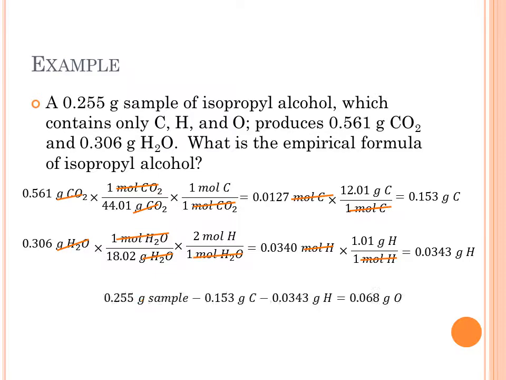Subtract both those masses calculated from the original sample. So 0.255 grams of sample minus 0.153 grams of carbon minus 0.0343 grams of hydrogen, we get 0.068 grams of oxygen. Now, if I get the moles of oxygen, then I can calculate the empirical formula. So 0.068 grams of oxygen divided by 16 grams of oxygen per 1 mole gives me 0.0042 moles of oxygen.